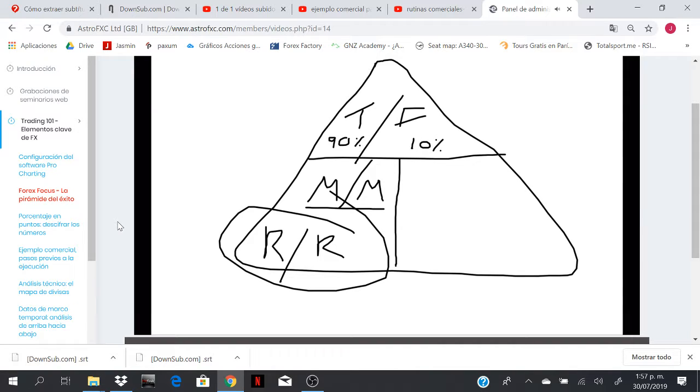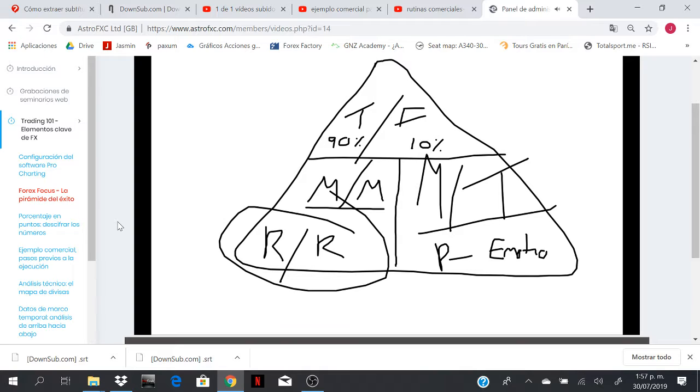So aside from technical and fundamental analysis, money management, risk reward, the other thing we need to be wary of are mistakes and traps, which Nat's going to be going over, and it's also in the Astro FX book. Hand in hand with that, we have psychology. Okay, P, and I'm just going to put in there emotions.